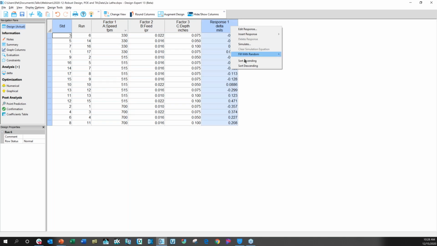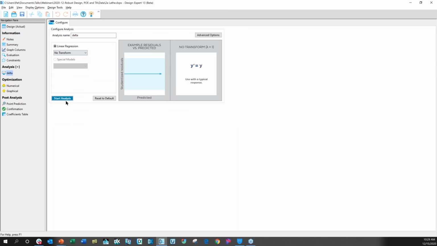I'll just sort the response. Sorting, you can see we made a lot of parts that were too small, some that were pretty close to nominal, and some parts that were bigger than nominal. So that's good. It looks like we've found where we can make a 0 somewhere in this space. Okay, so let's go analyze this.